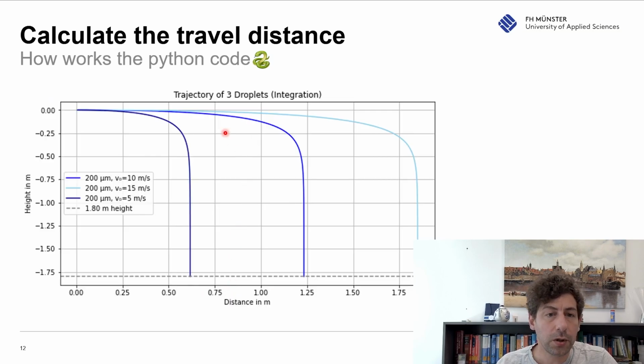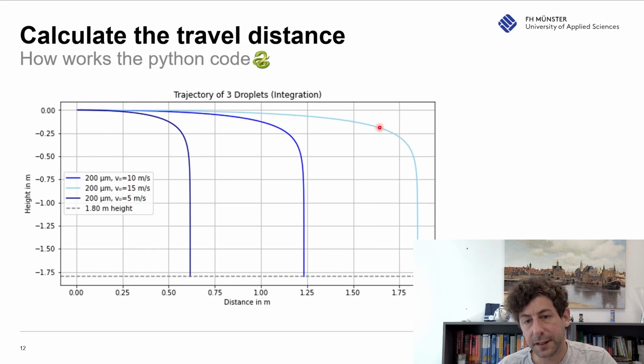So if we take a look now, this is the result. So we have 3 droplets, 200 micrometer, 200 micrometer, 200 micrometer. This is the 1 meter 80 high. So this is my mouth. And then the droplet starts. And now you see the faster the starting velocity, right, the further the droplet goes.